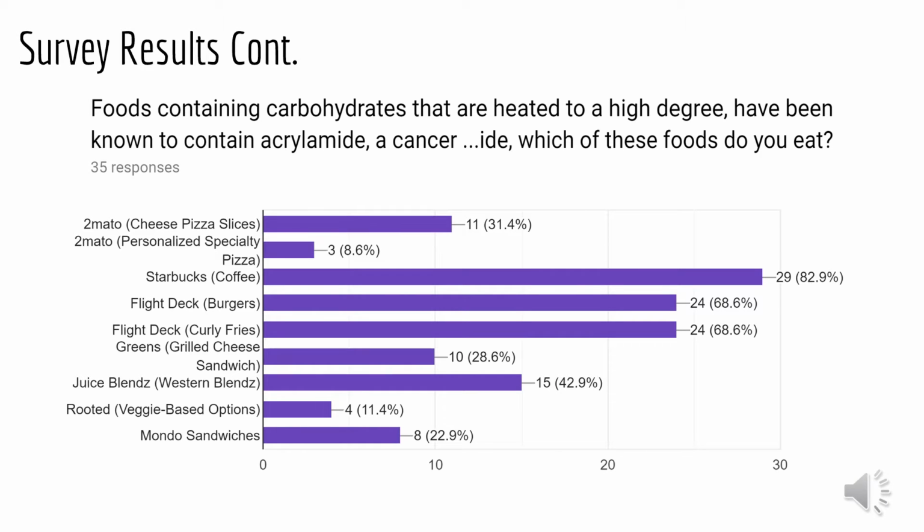The next question was, foods containing carbohydrates that are heated to a higher degree have been found to contain acrylamide, a cancer-causing chemical. Which of these foods do you eat? Listed below are all the places on campus to eat. The majority of these are where carbohydrates can be found. We did update the survey from last year to accommodate the new food options and the new dining hall. Overall, Starbucks coffee was found to have the most: 82% of our participants said that they go to Starbucks regularly.